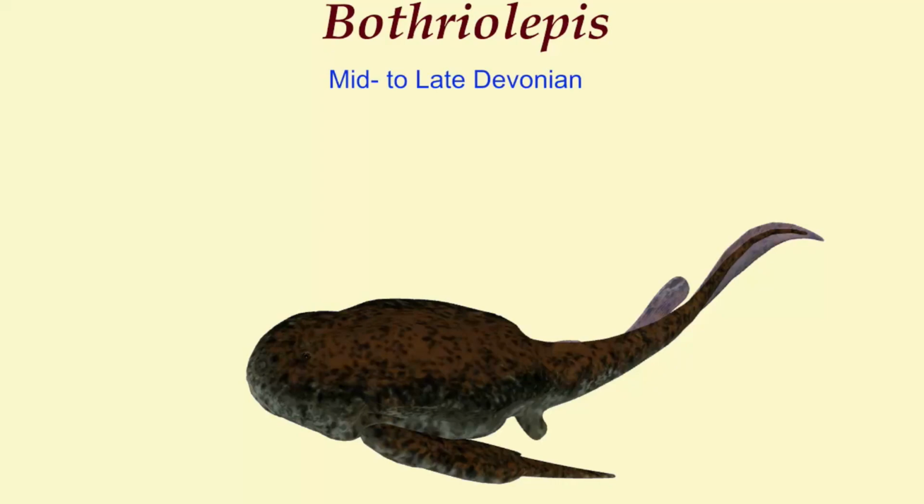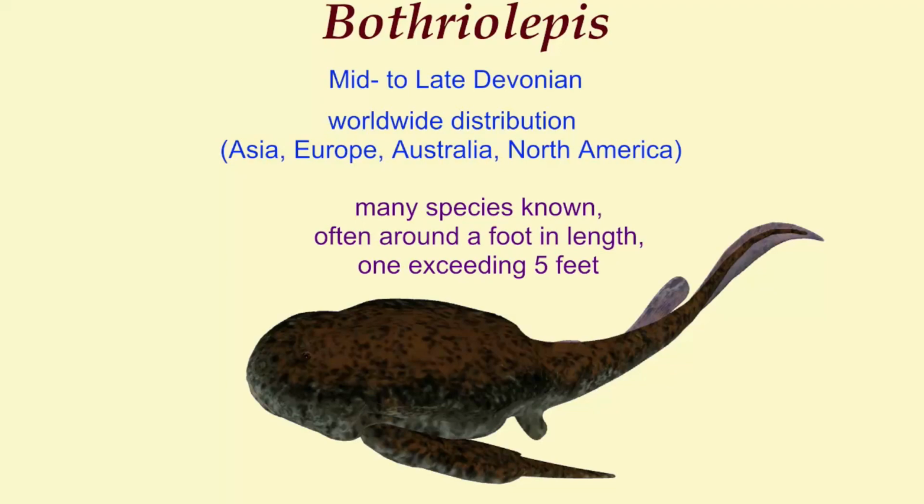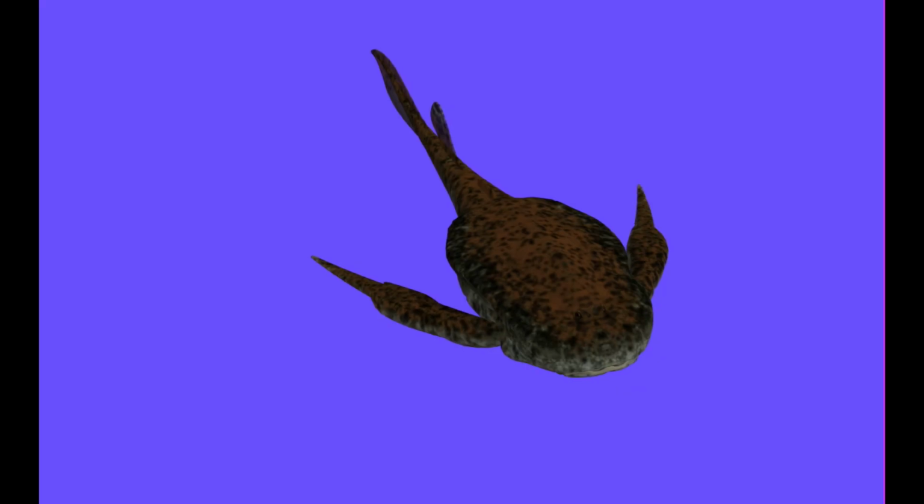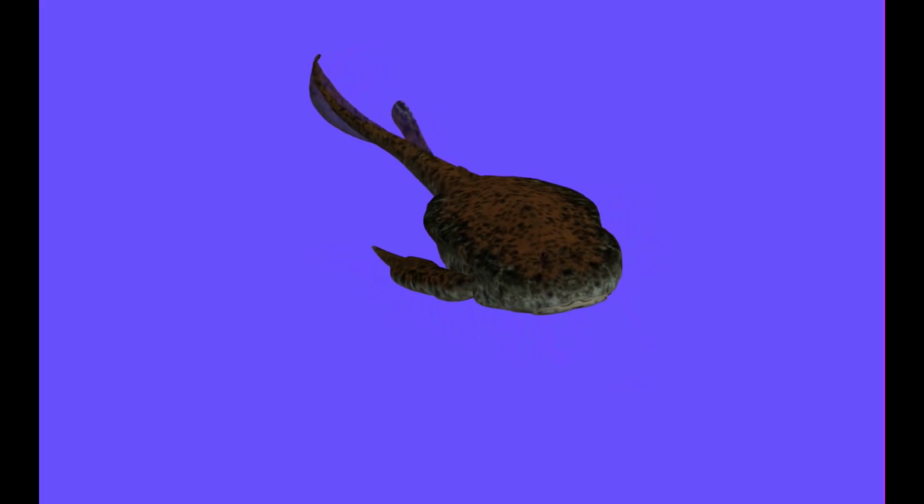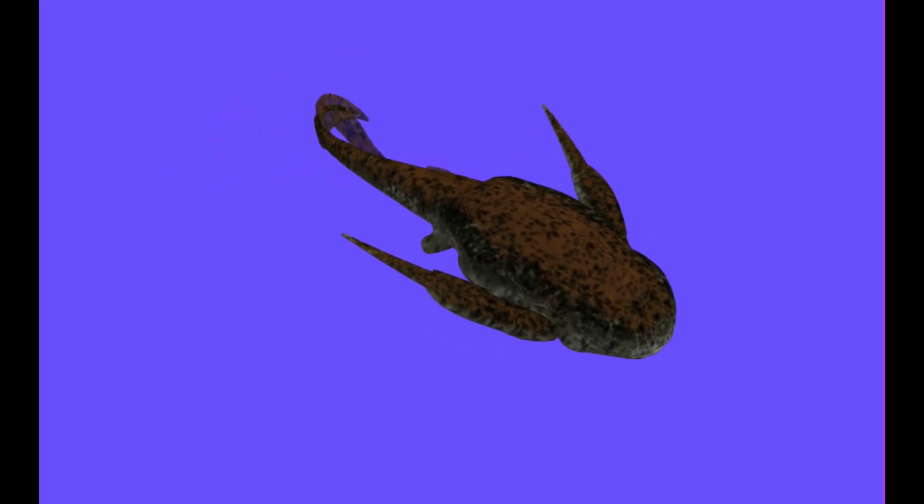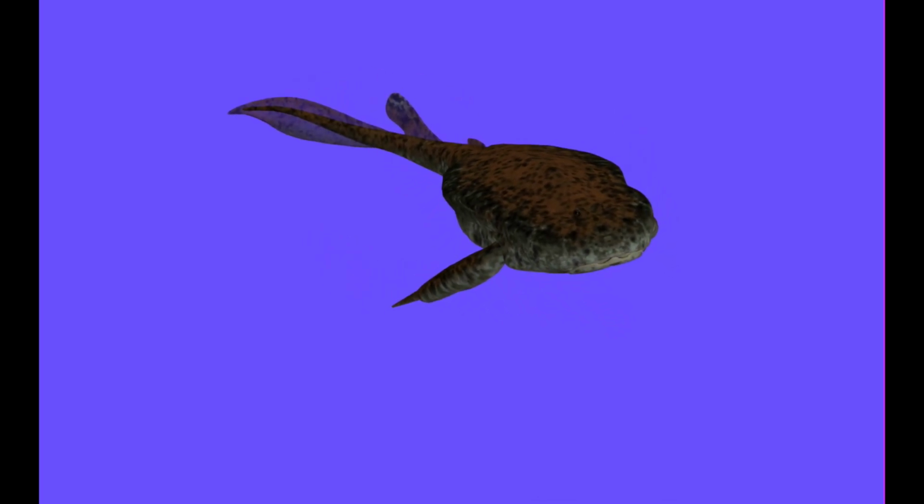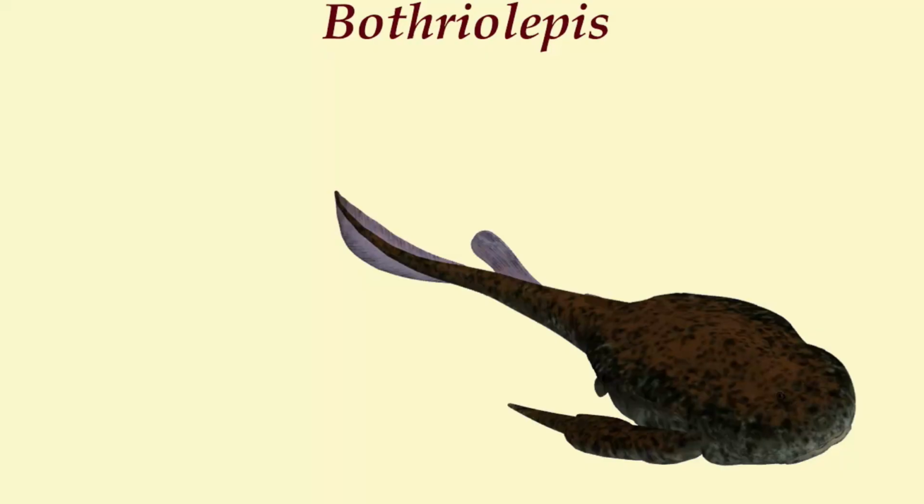Bothriolepis was a successful genus of placoderm fish known in the mid to late Devonian period all throughout the world on multiple continents. Multiple species were known, perhaps 60. Many were about a foot in length. The largest known exceeded 5 feet in length.